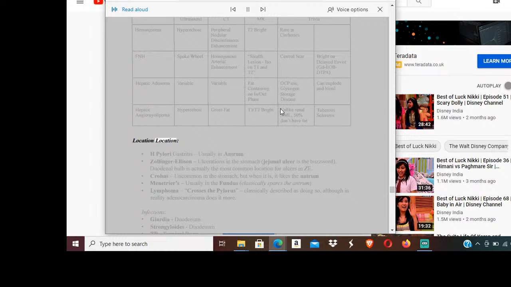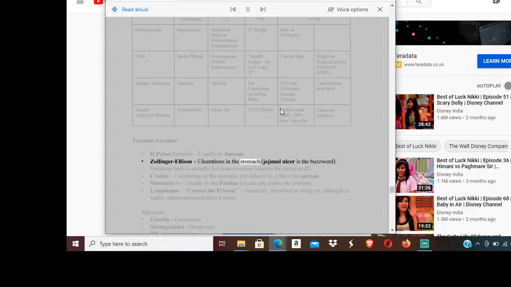Location: H. pylori gastritis, usually in the antrum. T2 bright, rare in cirrhotics. FNH central scar is bright on T2, with delayed enhancement on Eovist, and GD-EOB, DTPA. Adenoma: fat, OCP use, can explode, containing glycogen, and bleed, and in/out storage phase disease. Angiomyolipoma: T1/T2 bright, unlike renal, tuberous sclerosis 50%, don't have fat.